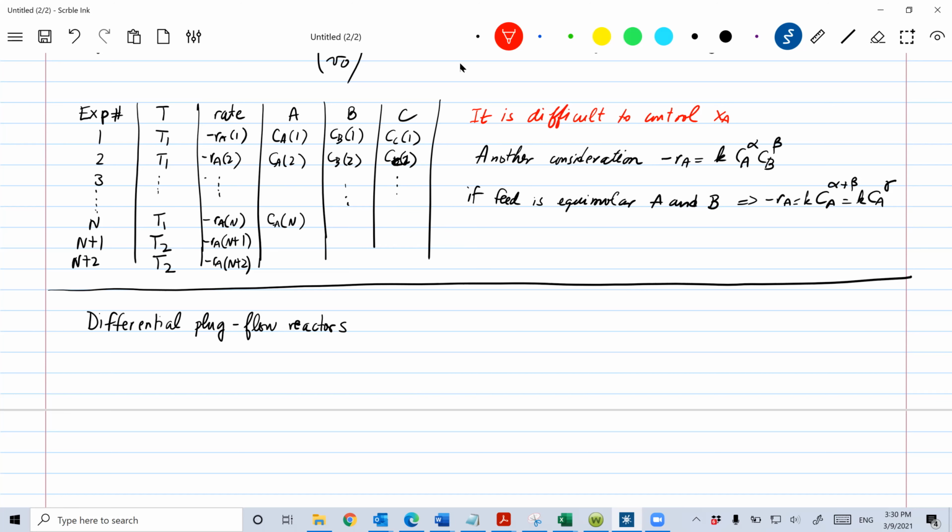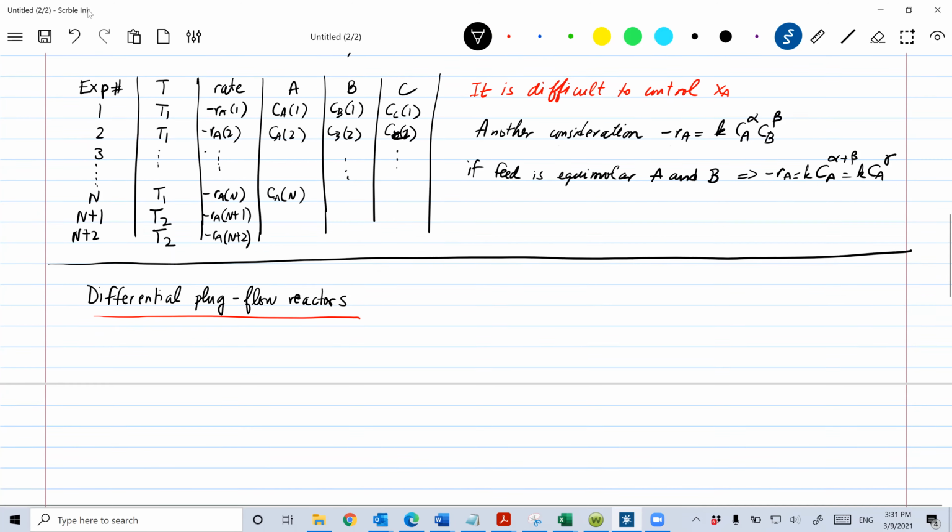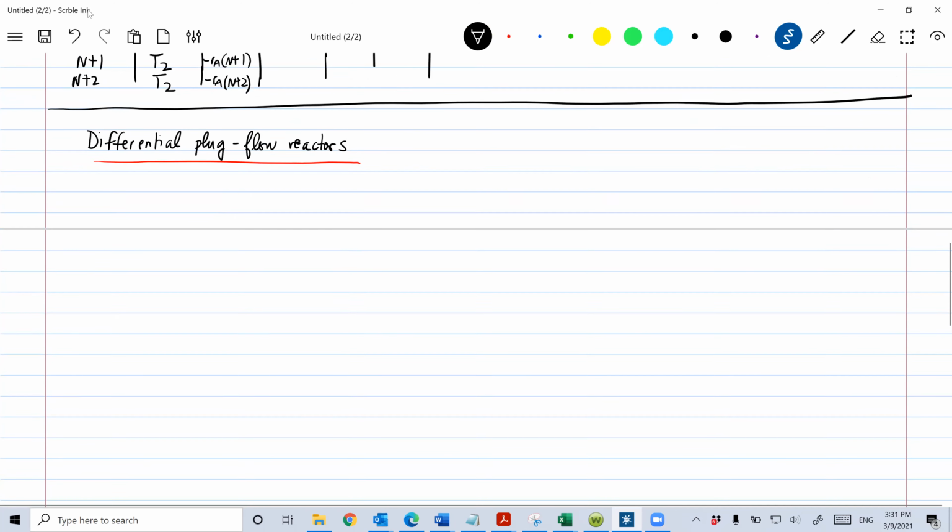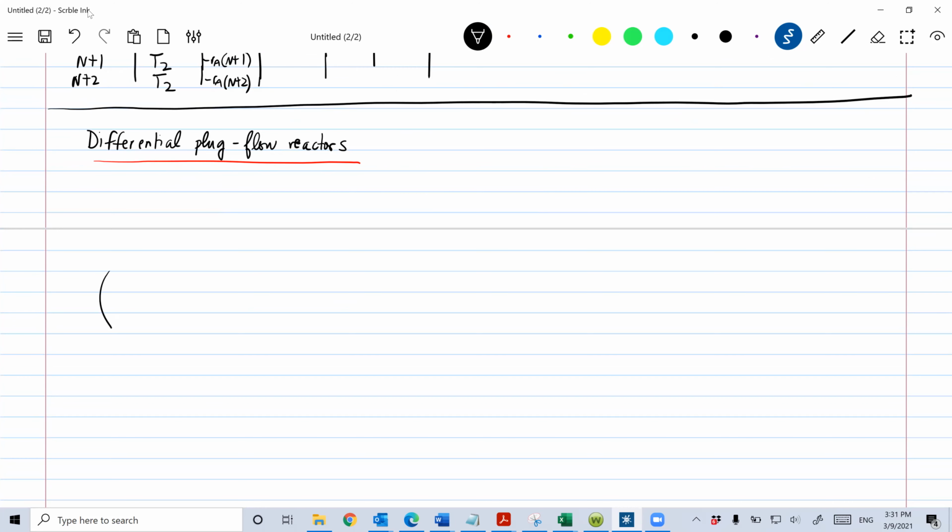So that's the difference between differential and integral. If we have a differential plug flow reactor, I will draw it out. That's not in your book, but that's what it looks like if you design a differential plug flow reactor. Your catalyst is right there in the middle. So this is your catalyst, and on either side you have an inert material, an inert filling.